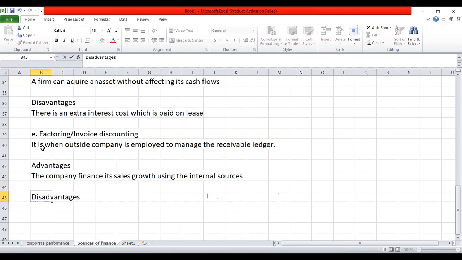If you look at the disadvantages, there is an extra cost on the money given. So if they give you, as we saw in working capital, there is always a charge that you are supposed to pay as an interest on the money that this company have given you, which is a cost.